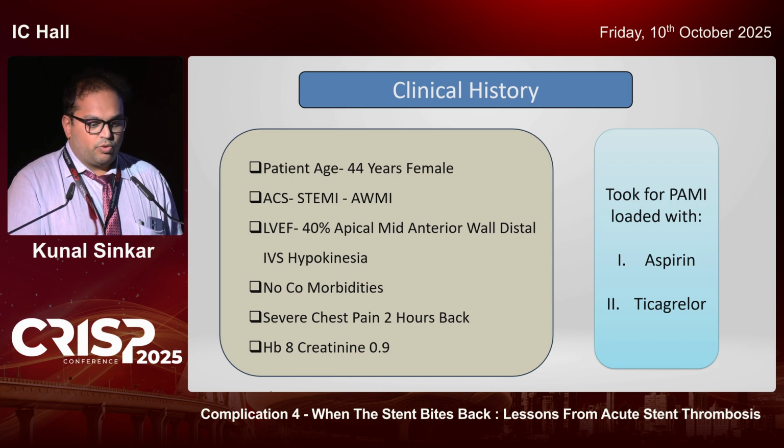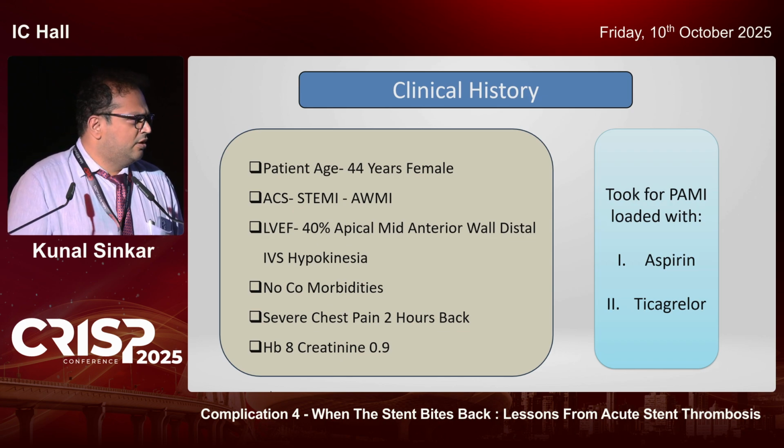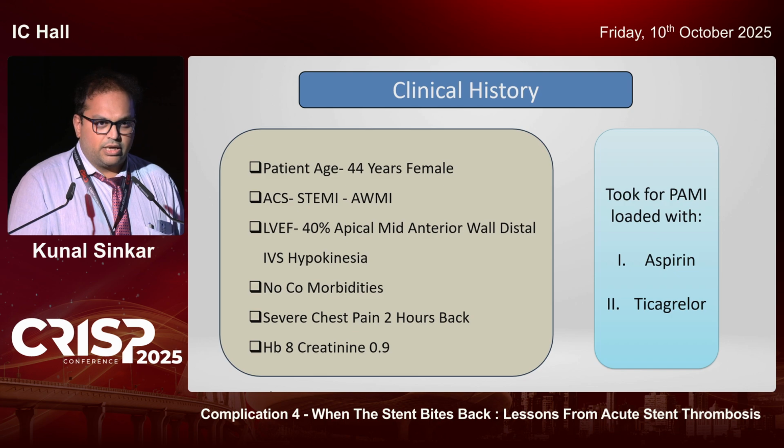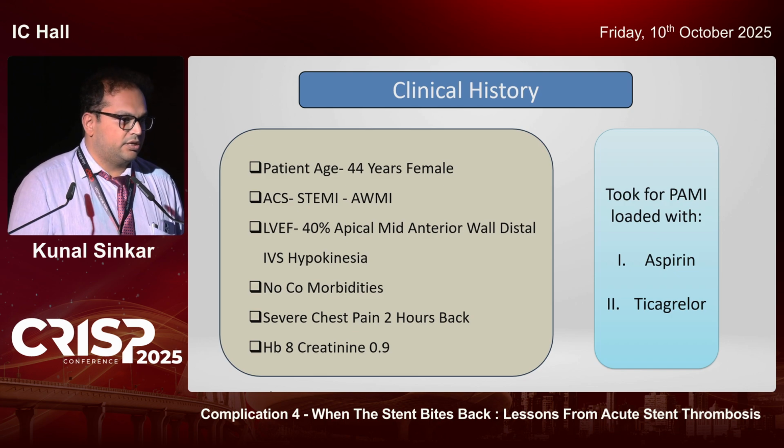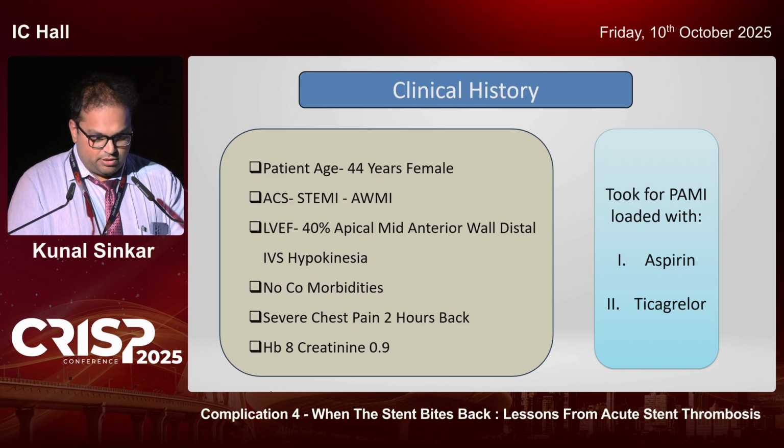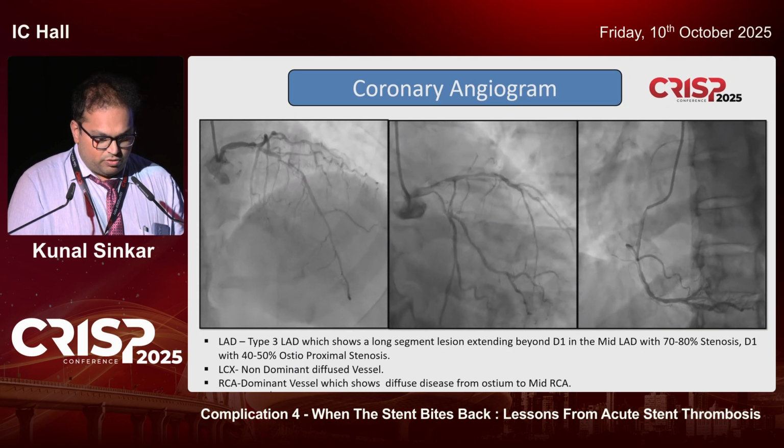Hemoglobin was 8, creatinine 0.9. Took for PAMI, loaded with aspirin, ticagrelor, as well as low molecular weight heparin, which was given in the emergency department. This was the coronary angiogram.